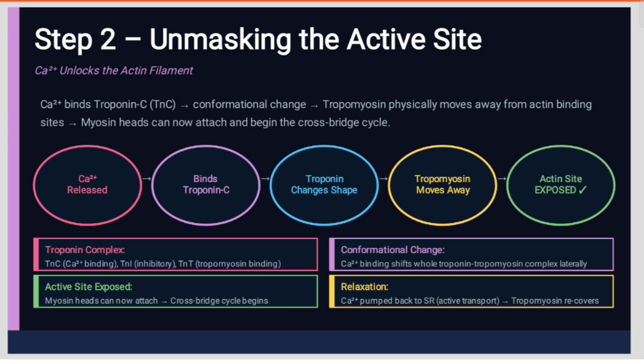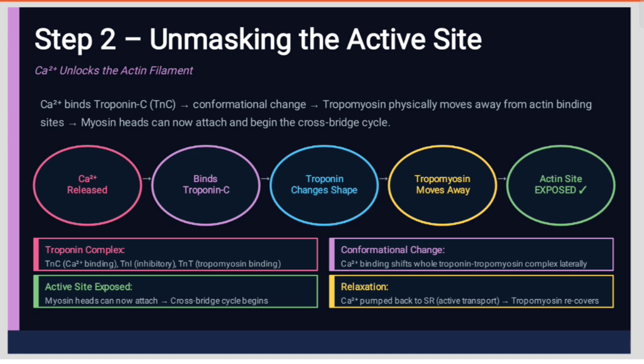When there is a contraction, calcium is released by passive flow down its concentration gradient. When it is relaxed, the calcium is pumped back. Active transport requires ATP.